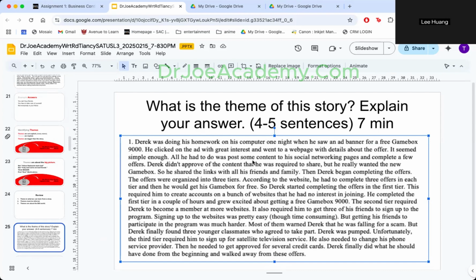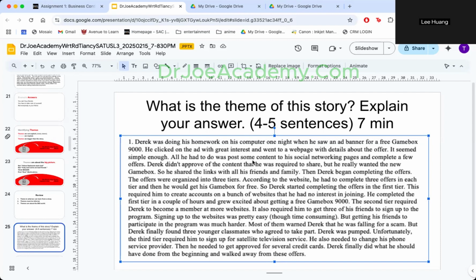Derek was doing his homework on his computer last night when he saw an ad banner for a free game box 9000. He clicked on the ad with great interest and went to a webpage with details about the offer. It seemed simple enough. All he had to do was post some content to his social networking pages and complete a few offers. Derek didn't approve of the content that he was required to share, but he really wanted the new game box. So he shared the links with his friends and family. Then Derek began completing the offers. The offers were organized into 3 tiers. According to the website, he had to complete three offers in each tier.